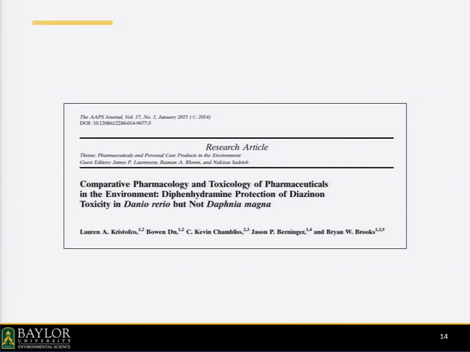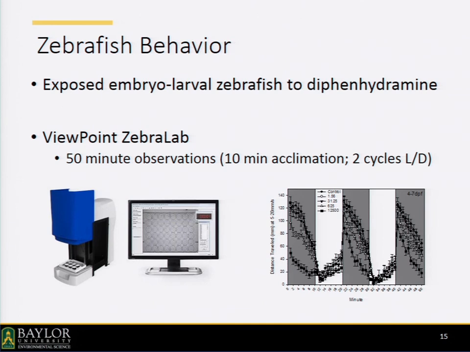I published this in 2015 in the Association of American Pharmaceutical Scientists journal, and this led me to wonder if this age-dependent sensitivity would not only be evident for traditional endpoints, but also for alternative endpoints. So I opted to look at zebrafish behavior with the ViewPoint system, which you can see on the bottom left there. It's a system that makes use of a camera and tracks behavior via locomotor responses. And the protocol that I developed, you can see an example of on the bottom right there.